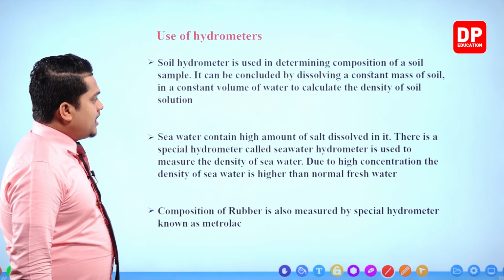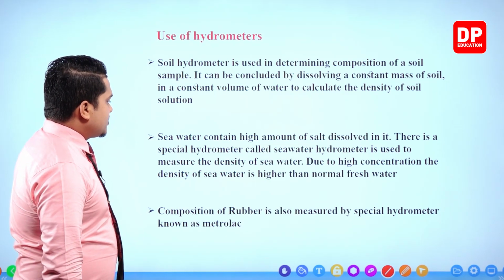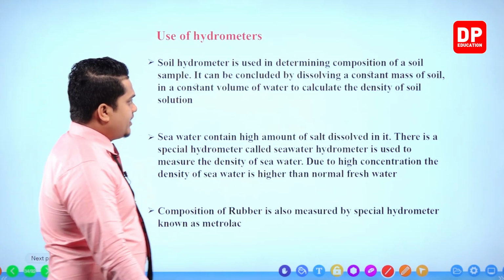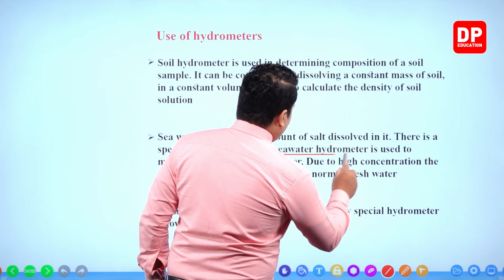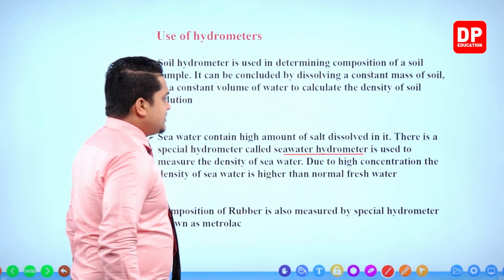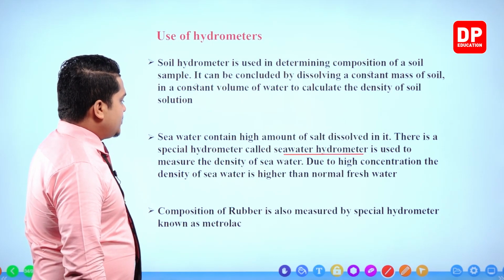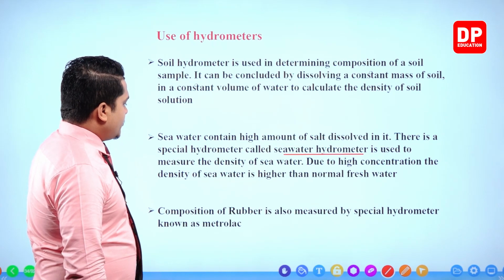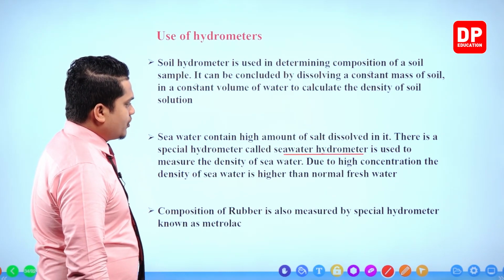Seawater contains a high amount of salt dissolved in it. There is a special hydrometer called a seawater hydrometer, a special kind of hydrometer that we use to measure the density of seawater. Seawater hydrometer is used to measure the density of seawater. Due to high concentration, the density of seawater is higher than normal fresh water.